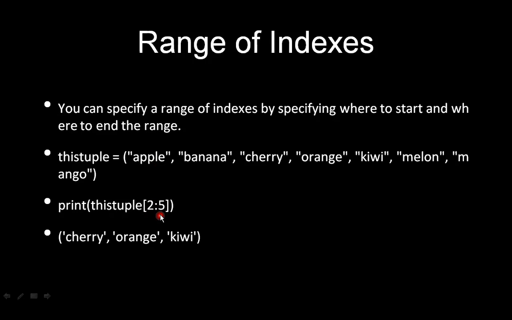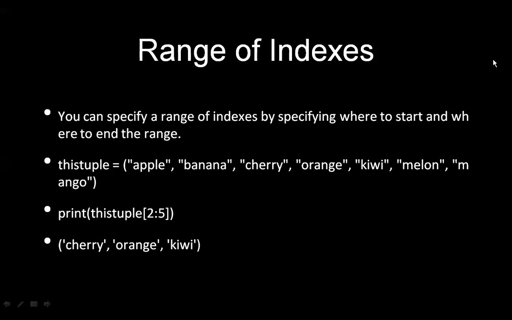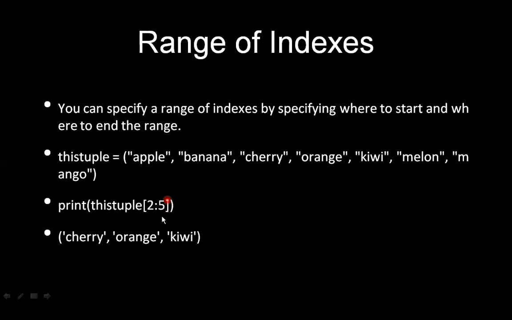So which elements are going to be accessed here? The element present at index number 2 will be given as output, 3 also, and 4 also, but the element at the fifth index number will not be displayed. That is what you need to understand: the fifth index number is going to be excluded. Only the elements at index 2, 3 and 4 are going to be given as output.